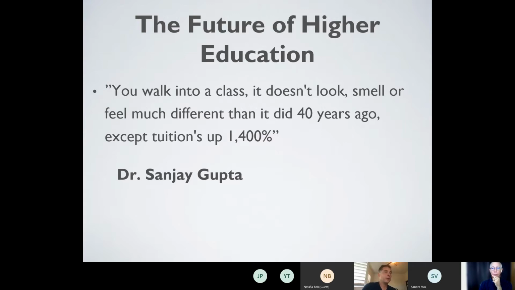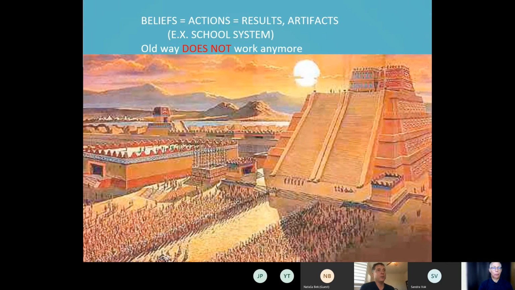And I don't want to chime in too much about these general problems that we might have in higher education, but just to set the context, right? What we see now in higher education are beliefs, actions, results, artifacts. The school system is based on old beliefs, on an ancient system. And I'm saying ancient, not as ancient as these pyramids, but it's 100, 200, 300 years old, the way that we approach higher ed, and the old way does not work anymore.